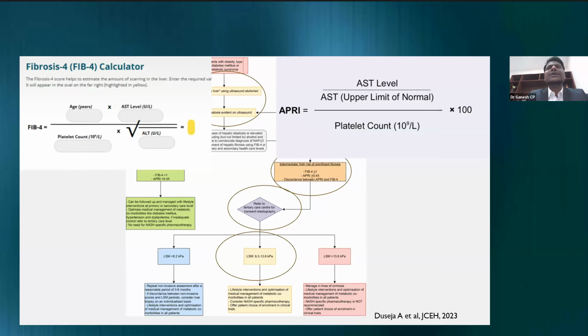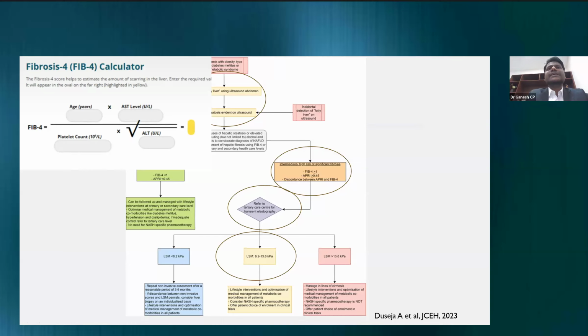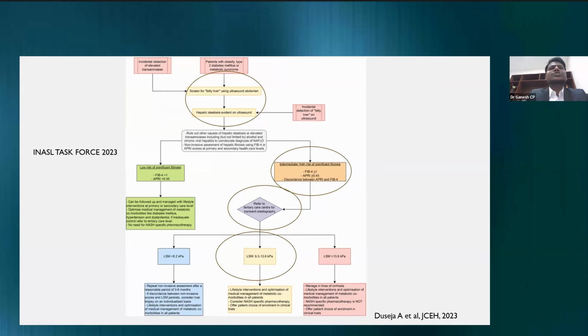and if he has any metabolic dysfunction, then we see the scores. If the FIB-4 score is more than 1 and the APRI score is more than 0.45, then he should be referred for a fibroscan. Surely he should be referred to a center which has a fibroscan for further evaluation. If his scores are less than 1 and less than 0.45, he can be managed and followed with lifestyle interventions alone. I will be describing the lifestyle interventions which should be done for this patient.